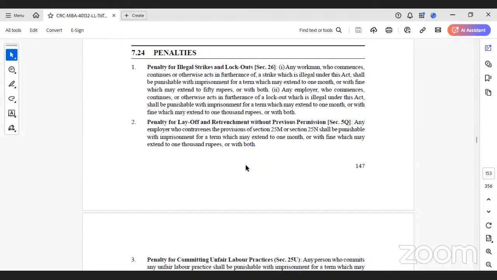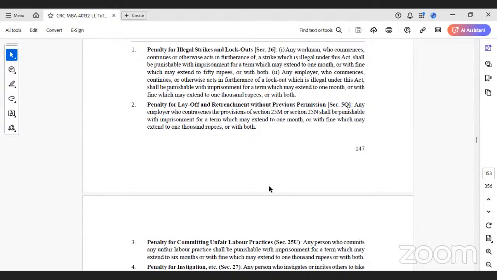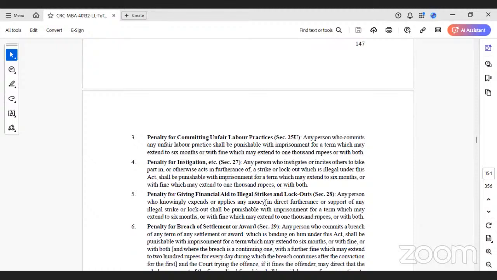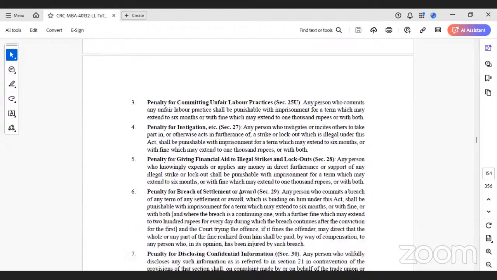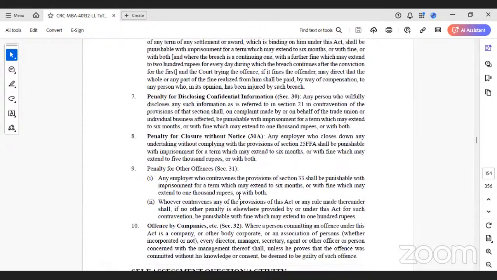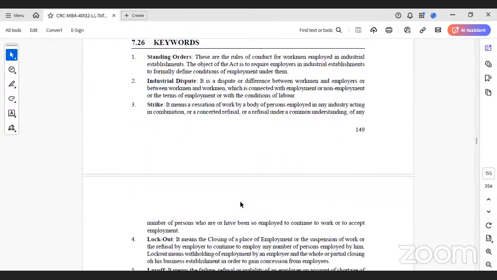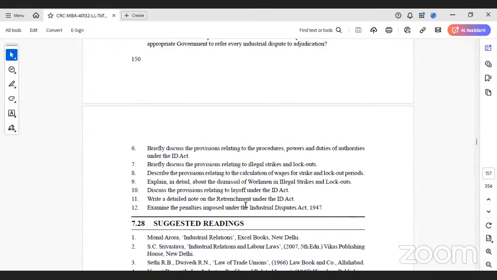The penalty can be a 50 rupees fine, and it can also be imprisonment of 1 month. And the penalty for layoff and retrenchment can again be a fine of 1,000 rupees, or a month's imprisonment. For unfair trade practices, again a 1,000 rupees fine and 6 months imprisonment. So in this way, you have different sets of penalties which are levied whenever the offenses are committed, either by the employer or by the employee.